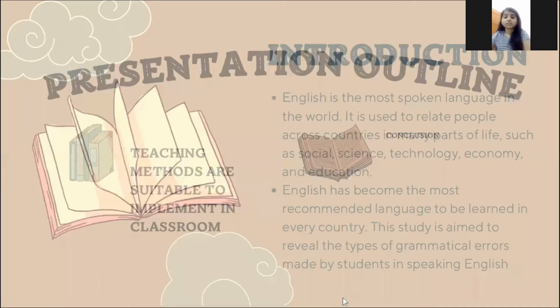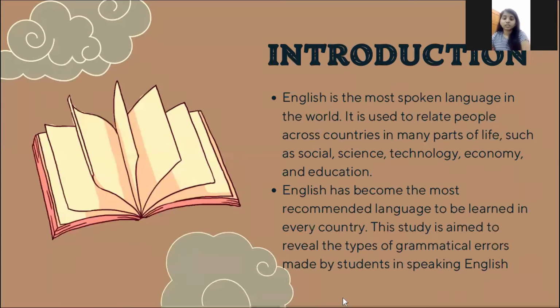English is the most spoken language in the world. It is used to relate people across countries in many parts of life, such as social, science, technology, economy, and education. English has become the most recommended language to be learned in every country. So our study today is aimed at revealing the types of grammatical errors made by the students in speaking the English language.